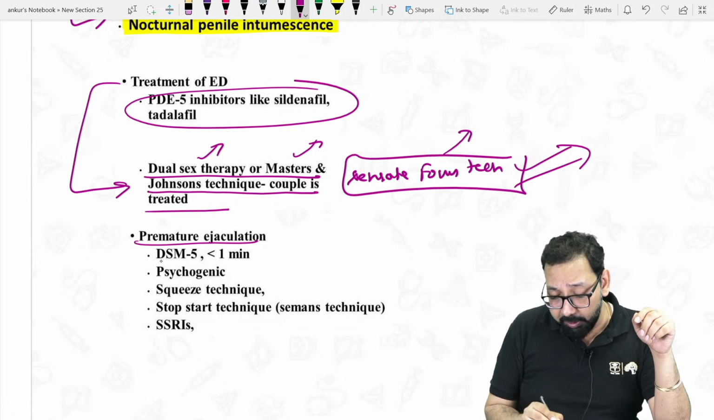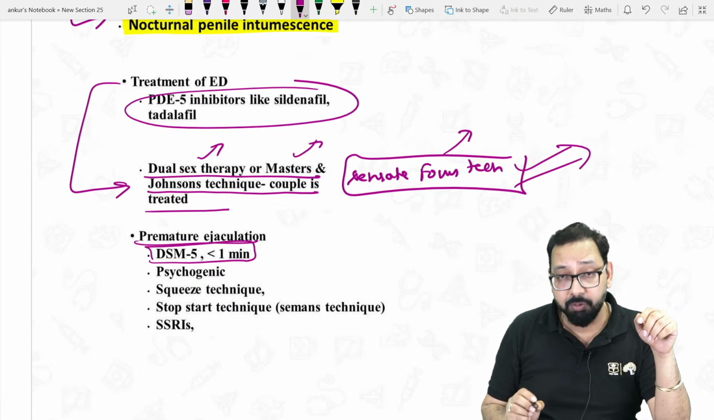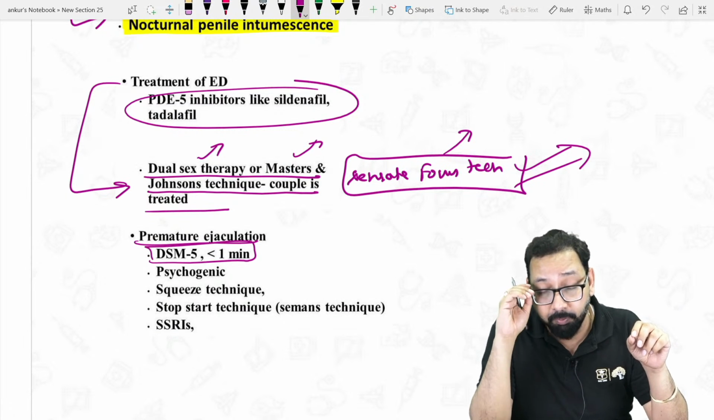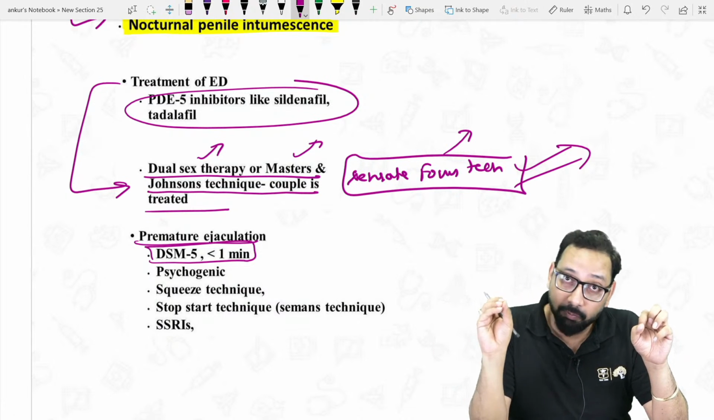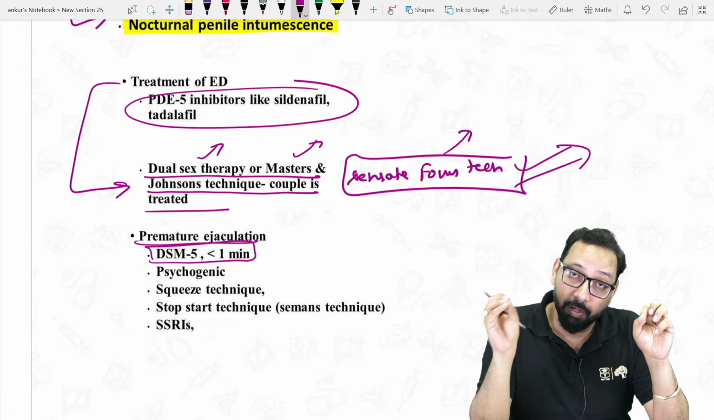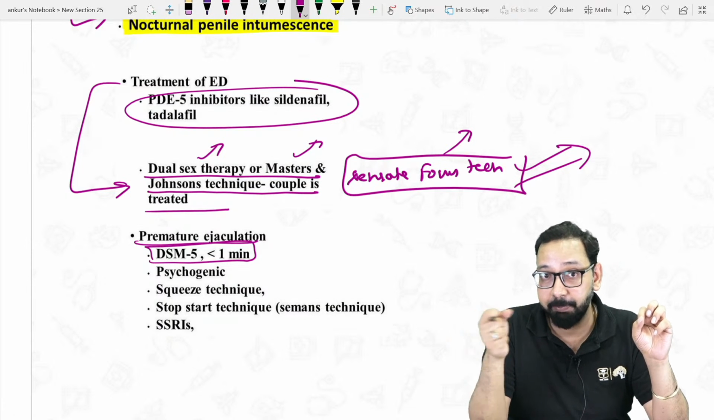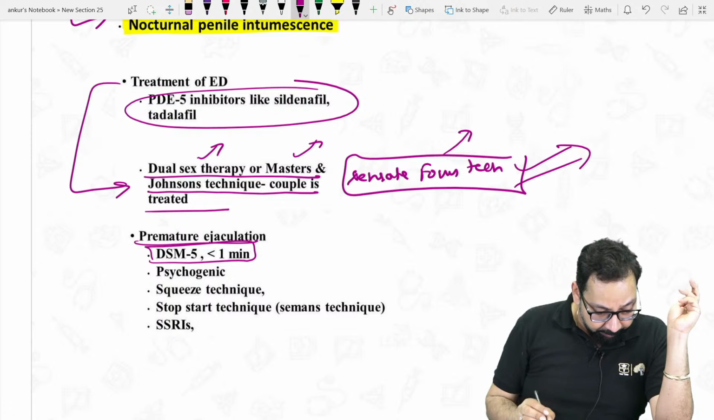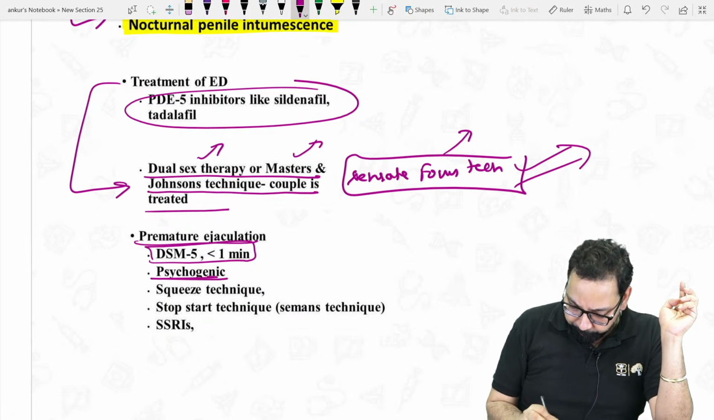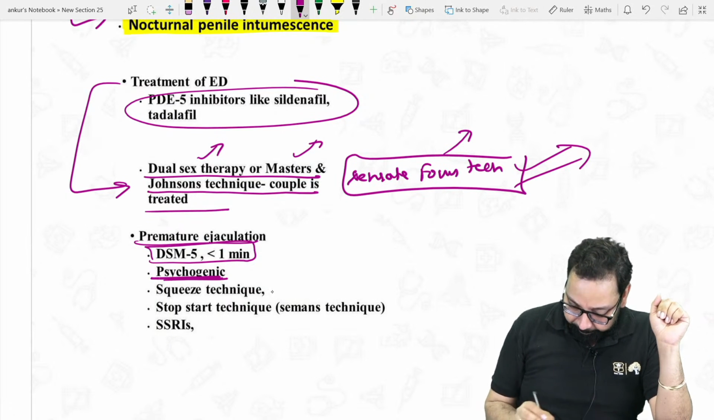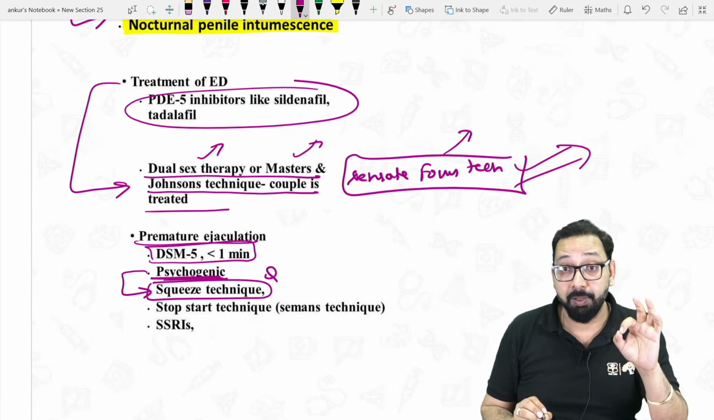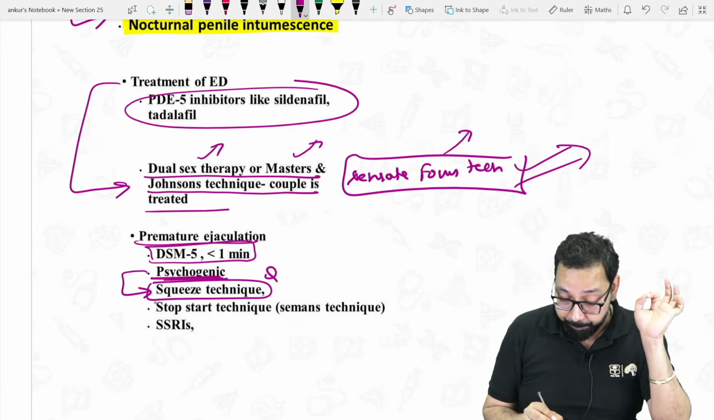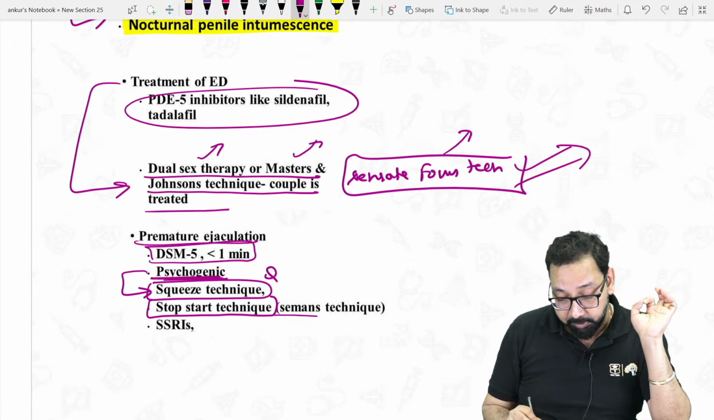Premature ejaculation definition: previously we used to say ejaculation before the orgasm of the female, but now we say if orgasm occurs before 1 minute after penetration, that is premature ejaculation. It is usually psychogenic. Treatment: squeeze technique. The question is asked, this is also couple therapy. Remember this. Stop-start technique, Semans technique.